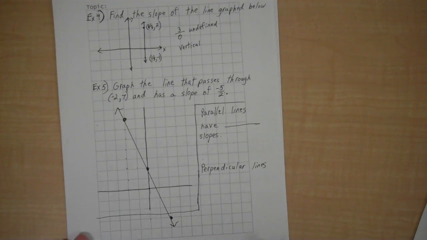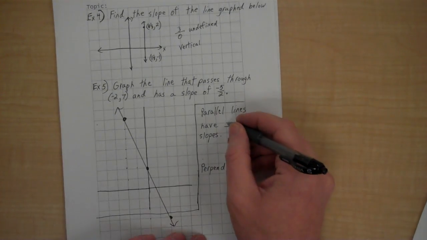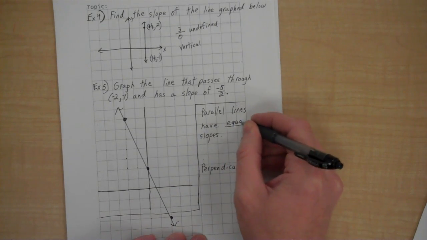The next thing I want to talk about is parallel lines. Parallel lines have equal slopes.